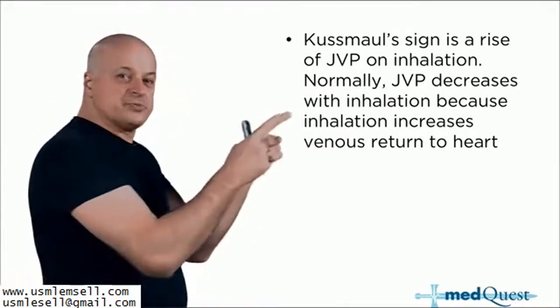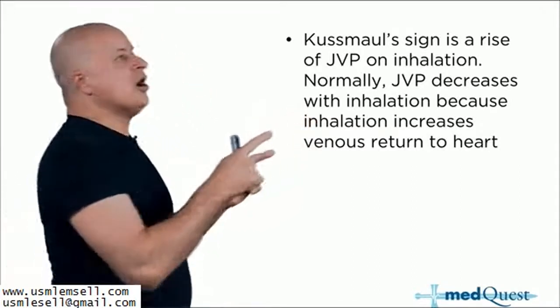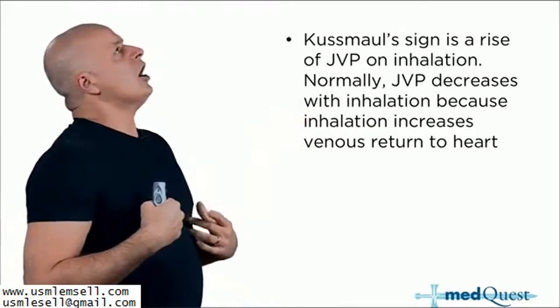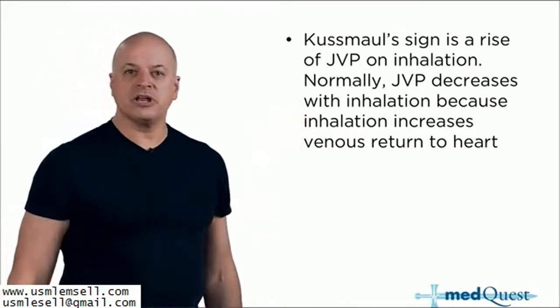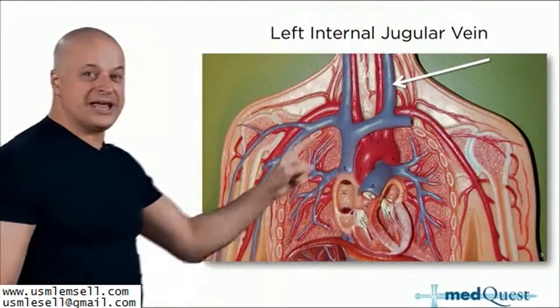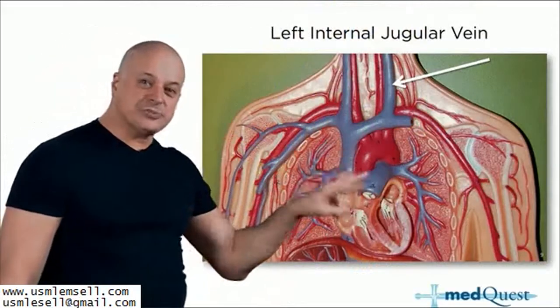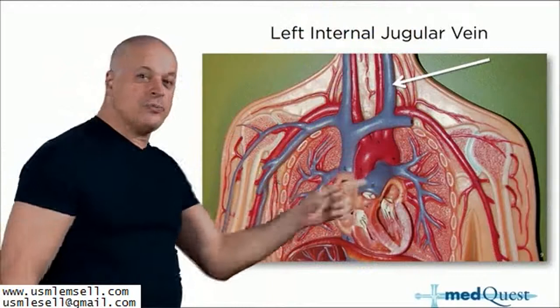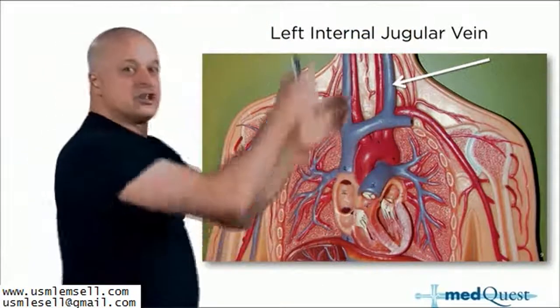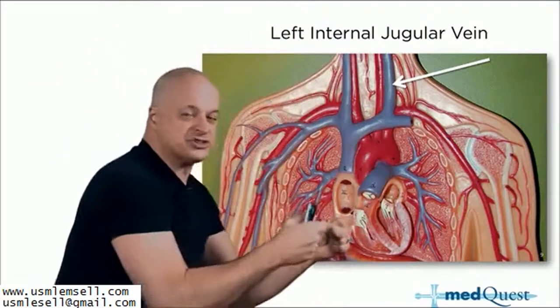Normally, what happens to jugular venous pressure when you inhale is that the decreased pressure in the chest, the low pressure in the chest, should literally suck blood into the heart.